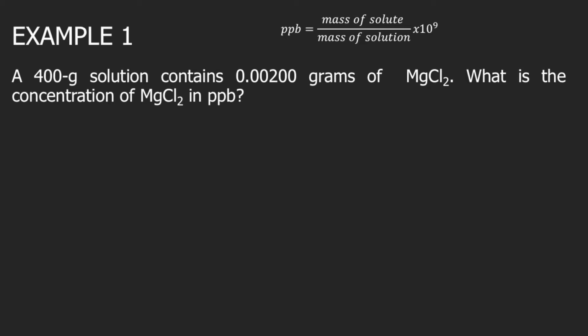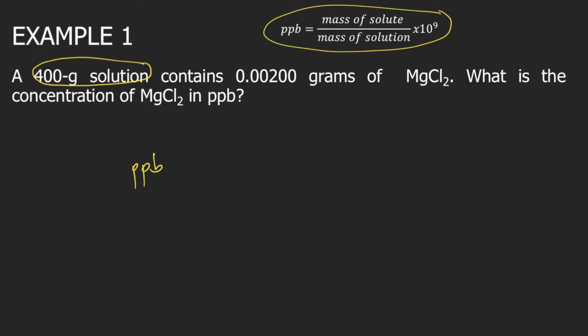Example 1, a 400 gram solution contains 0.00200 grams of MgCl2. What is the concentration of MgCl2 in PPB? In this problem, we are given the mass of solution, 400 grams. So we will use the first formula.